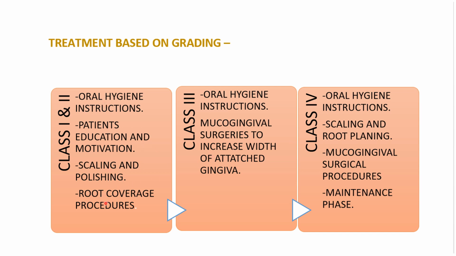The difference is that in class 1 and class 2 you're just going to cover the roots with some procedures, and over here, as you have seen, the interdental gingiva is also receded. There is loss of interdental gingiva, so here you are going to do mucogingival surgeries rather than root coverage. And in class 4 you're going to keep the patient on a maintenance phase, with multiple recall periods, to see after a certain time whether the surgeries and treatment that you have done are responding in a better way or not.